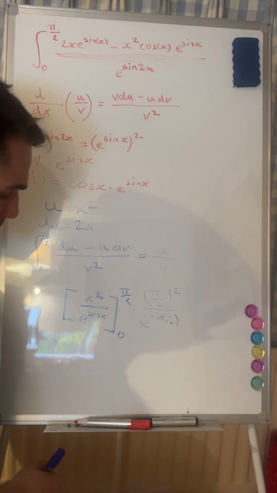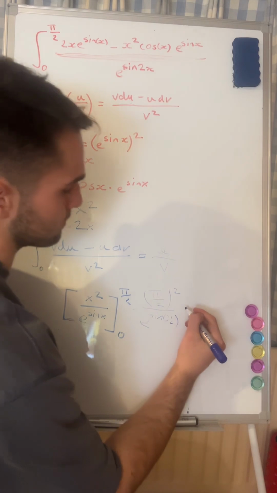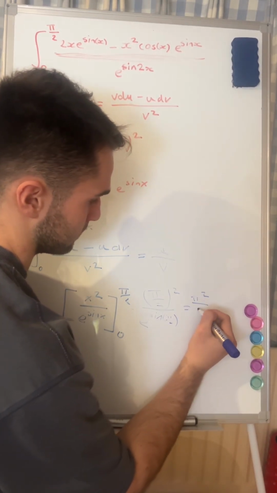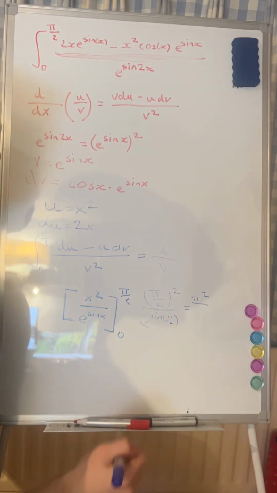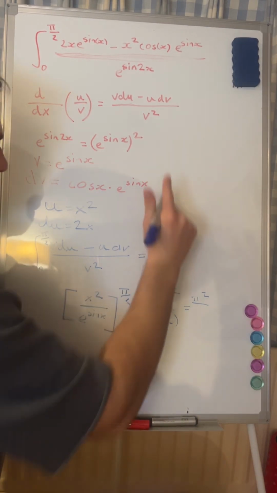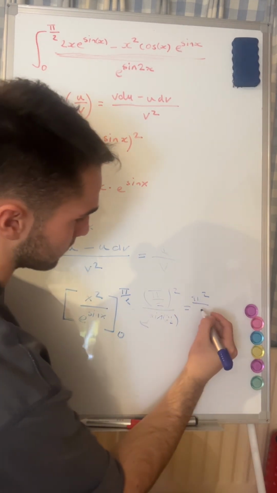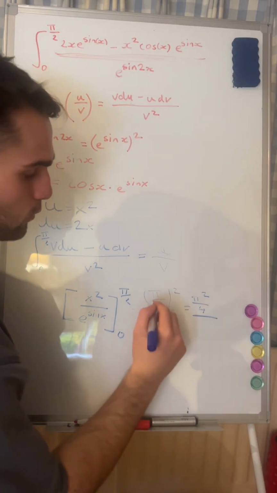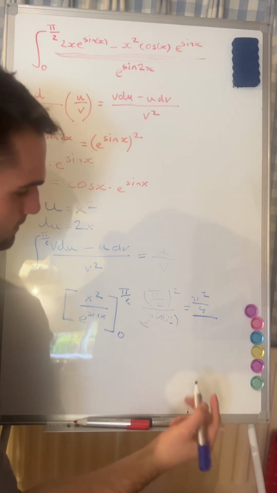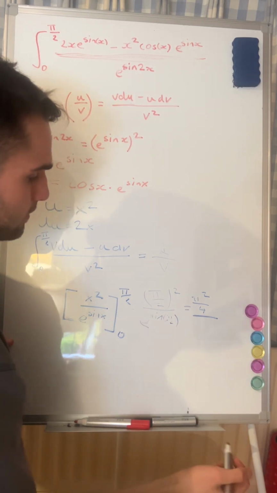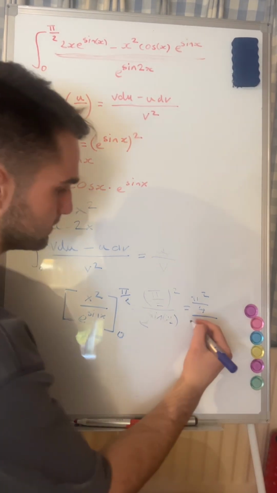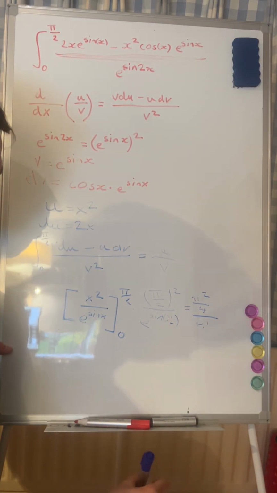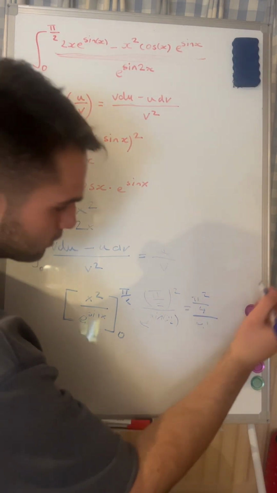That is actually disgusting. Which equals pi squared over 4, over e to the sine of pi over 2. Sine of pi over 2 is 1, so that's e to the power of 1, which equals e. So we've got pi squared over 4, all over e.